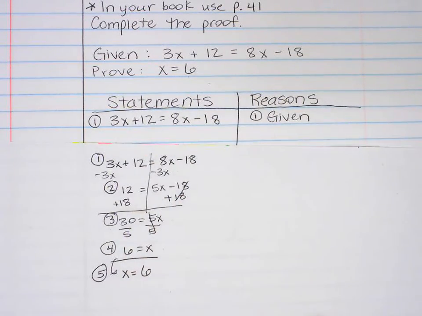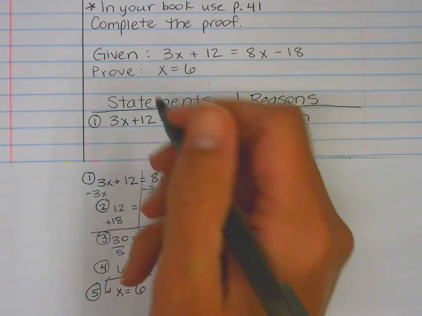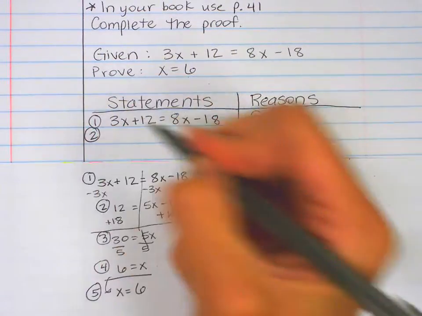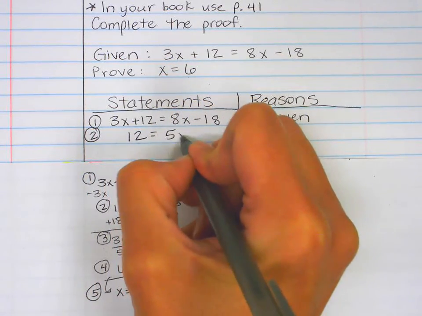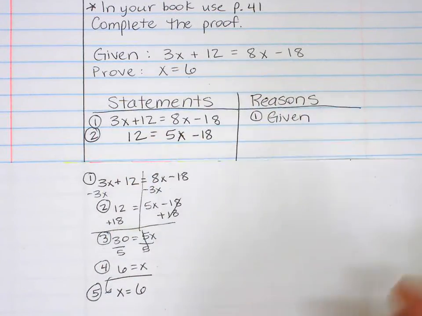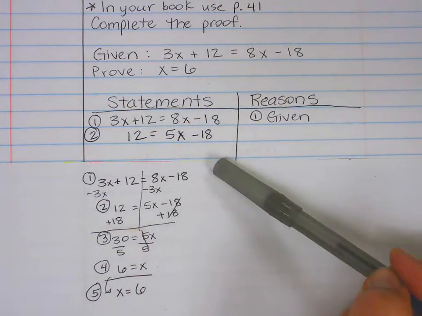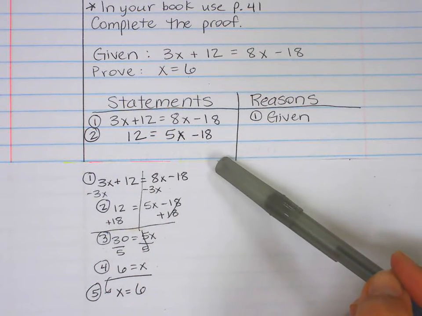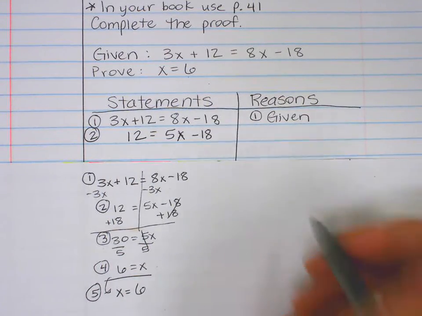Okay, so I'm going to go ahead and write down my second statement. Remember, I had 12 equals 5x minus 18. So looking at the proof, you can see I'm not showing work. The proof is formal. It's kind of like a final draft of an essay. You don't want to have any mistakes. You don't want to have it be sloppy looking.